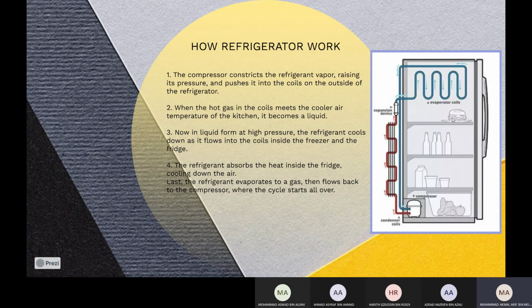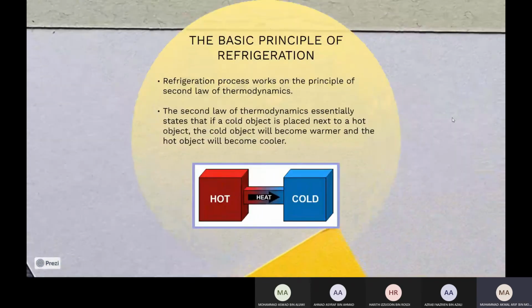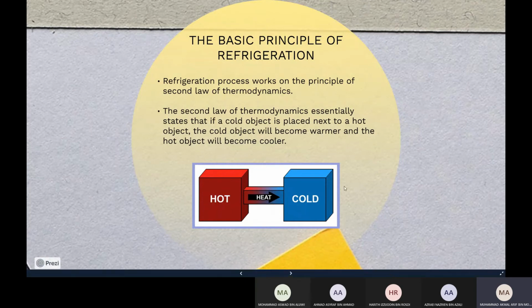So the basic principle of refrigeration is that the refrigeration process works on the principle of the second law of thermodynamics. The second law of thermodynamics essentially states that if a cold object is placed next to a hot object, the cold object will become warmer and the hot object will become cooler, as the picture shows. So I will pass to the next presenter.